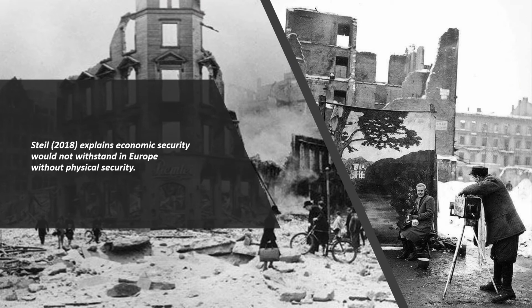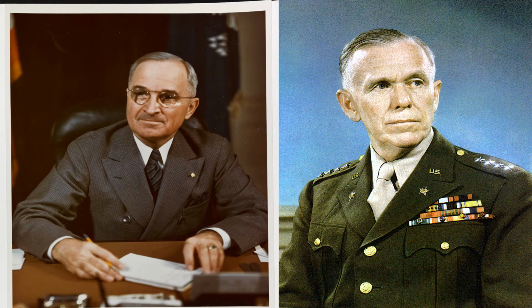Post-World War II, Europe was flattened. It needed rebuilding. However, tensions were high. America needed the economic gains that came from Europe rebuilding and strengthening. But as Steele 2018 explains, economic security would not withstand in Europe without physical security at that moment in time. At the time, American President Harry Truman and Secretary of State George Marshall devised the plan and injected over $13 billion into Western Europe alone.